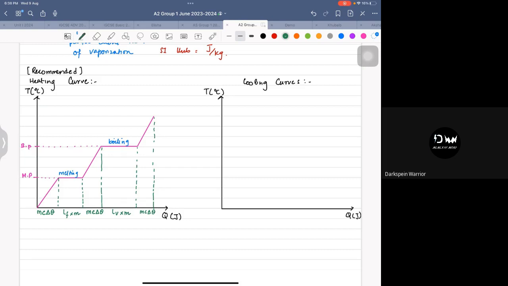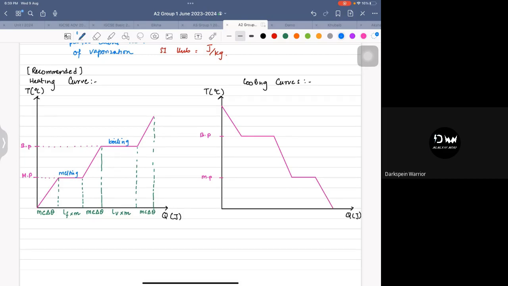In cooling curves, it is the same thing. Initially, you decrease the temperature of any gas. It would start to condense. Condensation will be done at boiling point, obviously. Then you cool it further, and then there will be a time when it will start to freeze. So that's your melting point or freezing point, whatever you want to say, it's the same thing. And then you can reduce the temperature further.